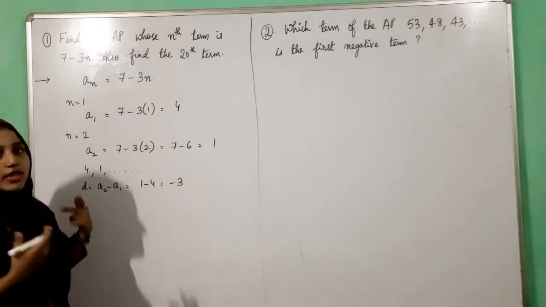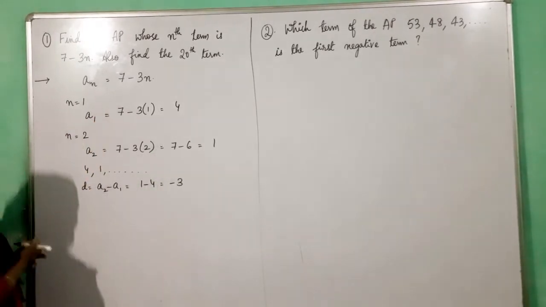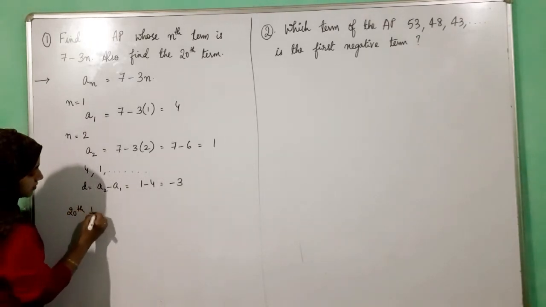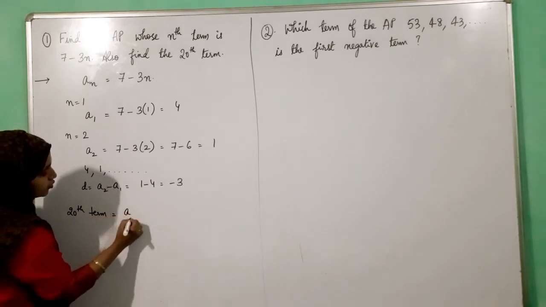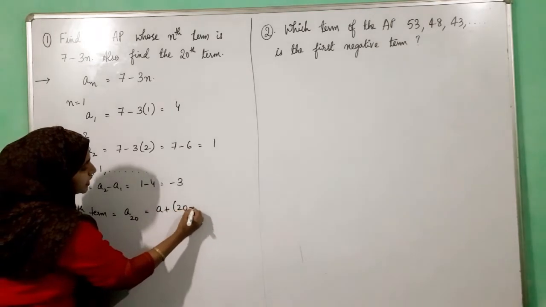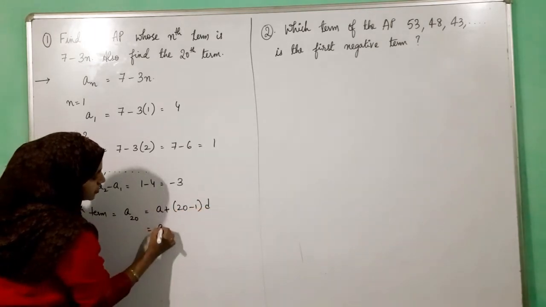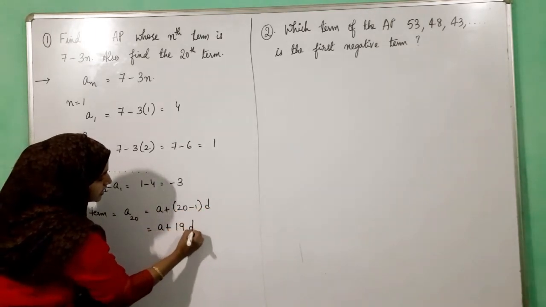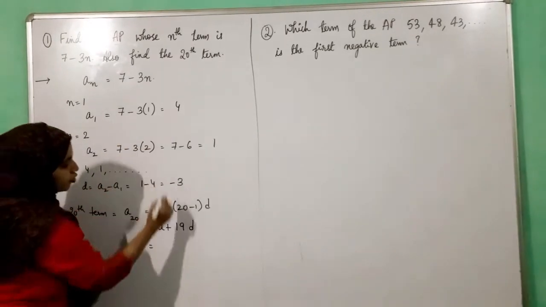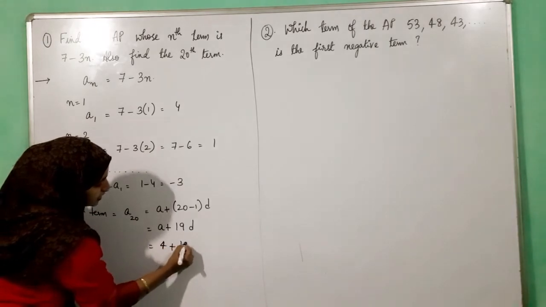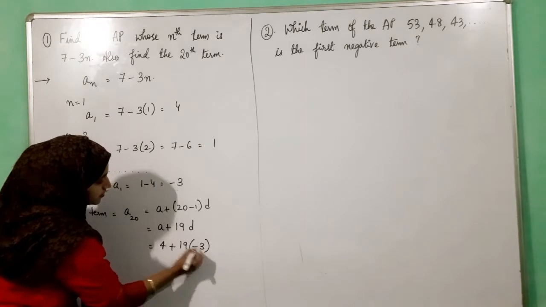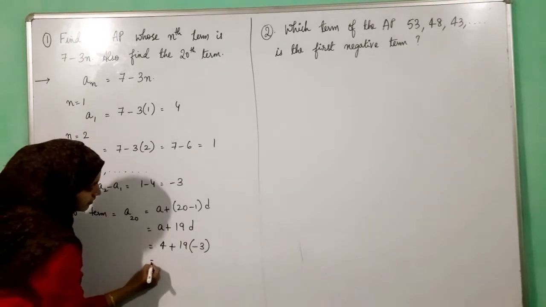Now you can find out any term. Okay, but what are we asked? We are asked to find out the 20th term. So the 20th term is a20. So by substituting in the formula, I will get a plus 20 minus 1 into d, which becomes a plus 19 into d. So now a is what? a is the first term, so that is 4. So 4 plus 19 into d, which is how much? Minus 3.